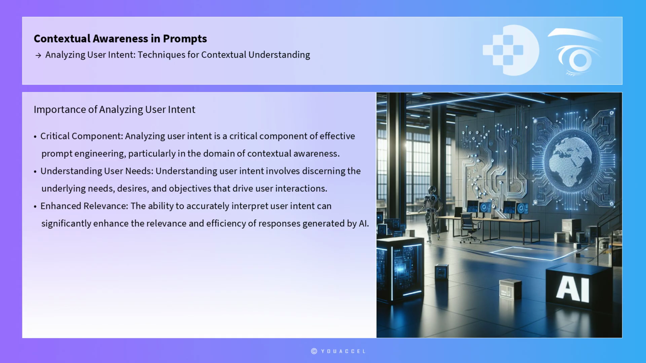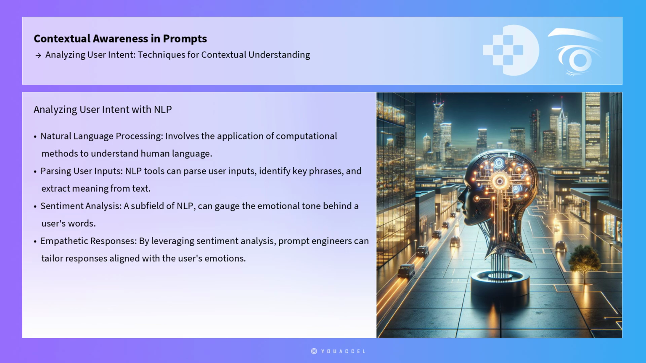The ability to accurately interpret user intent can significantly enhance the relevance and efficiency of responses generated by AI, thereby improving user satisfaction and overall system performance. One of the primary techniques for analyzing user intent is natural language processing, which involves the application of computational methods to understand human language. NLP tools can be utilized to parse user inputs, identify key phrases, and extract meaning from text. For instance, sentiment analysis, a subfield of NLP, can gauge the emotional tone behind a user's words, providing insights into their emotional state and intentions.